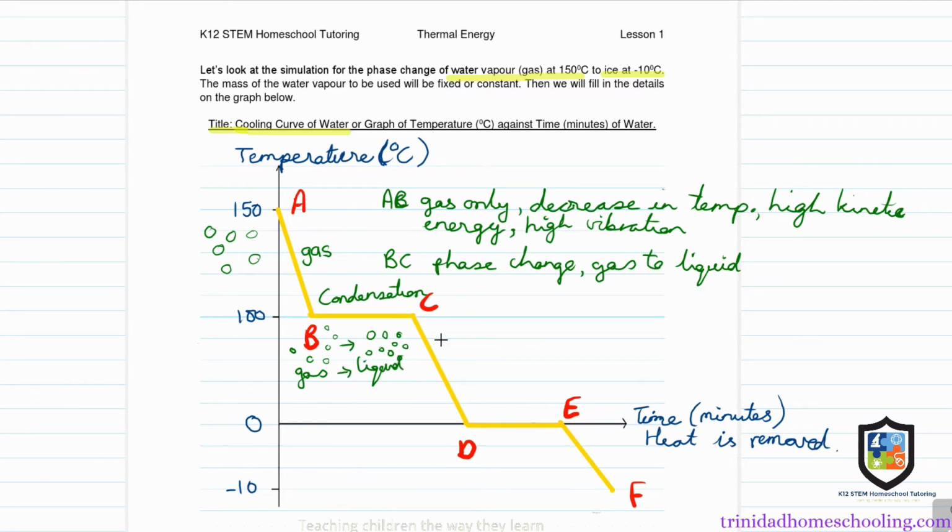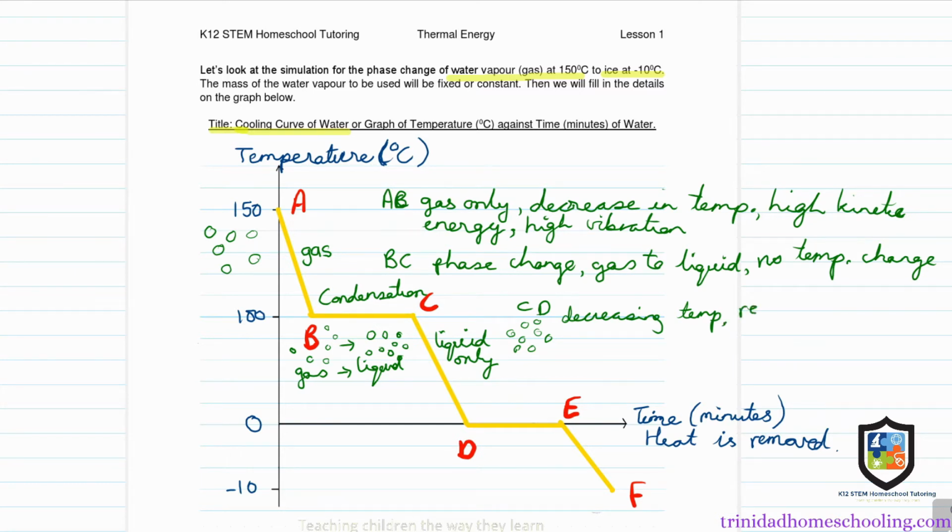Now at CD we have liquid only, and here we are decreasing temperature again. For BC, we had no temperature change. This is the most important part of this graph: no temperature change. So at CD now, we have decreasing temperature and heat being removed.